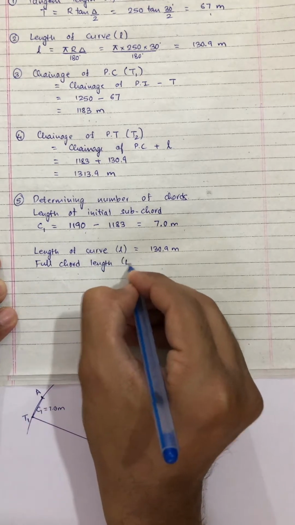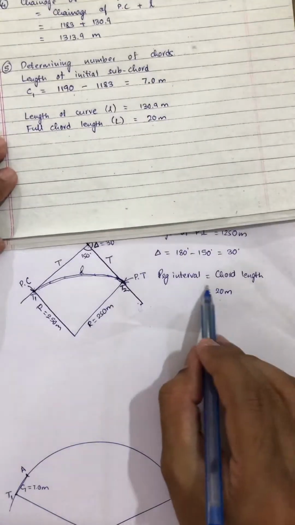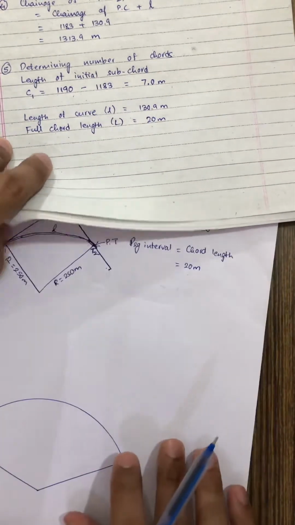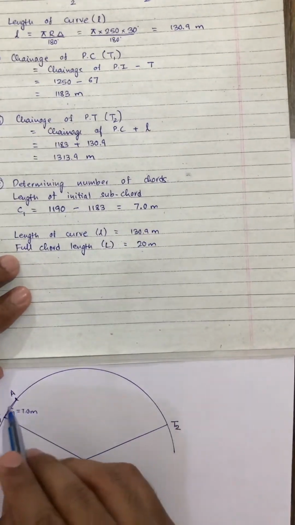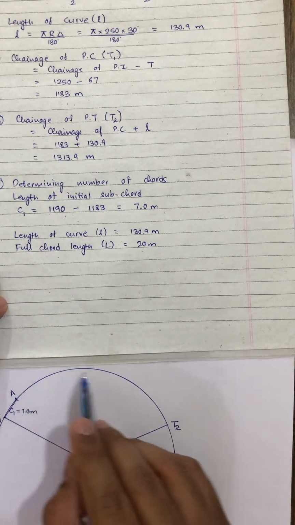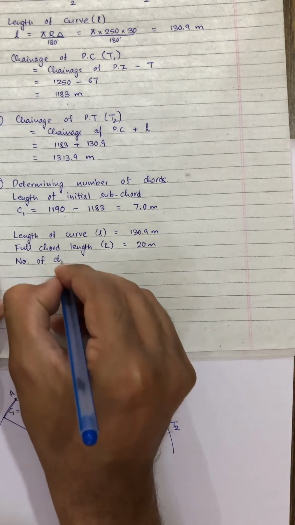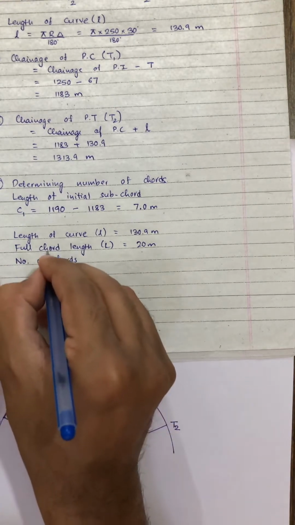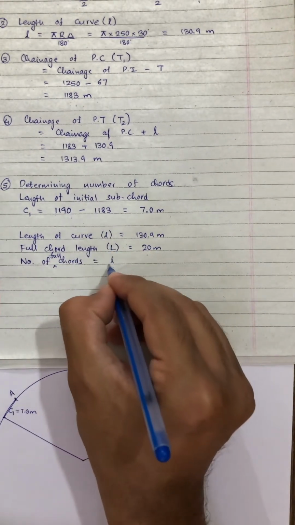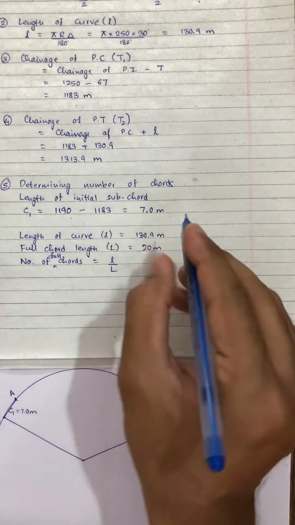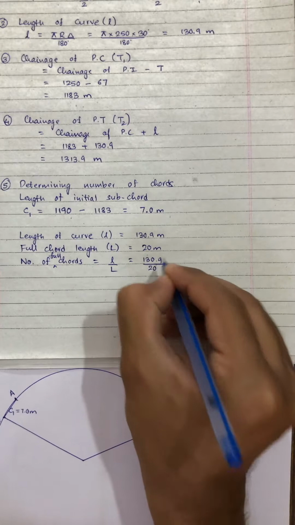Full chord length, that is capital L, is given as 20 meters. We need to find the number of chords required to fulfill it. So the number of full chords will be equal to small l upon capital L, that is 130.9 divided by 20.